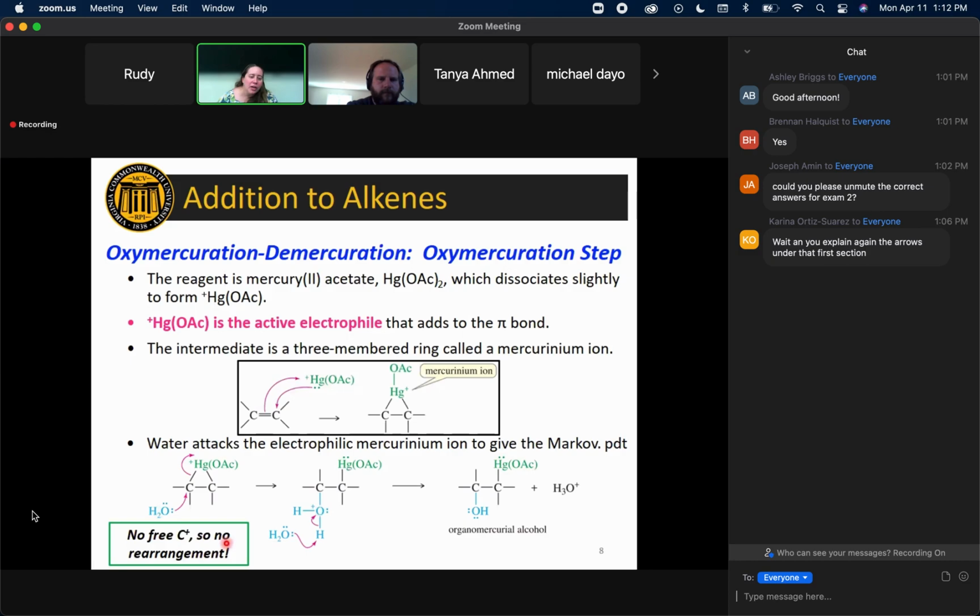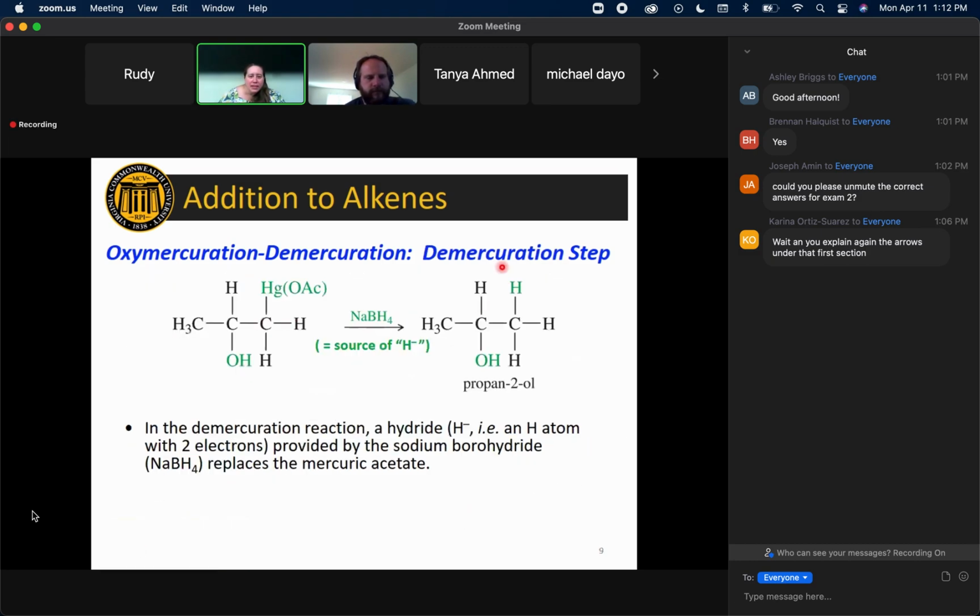I just want to point out, there are no free carbocations here, right? We have not ever generated a carbocation. And so there's never been a chance for our intermediates to rearrange along the way. They've always been trapped and stored in kind of safekeeping in the mercurinium ion three-membered ring.